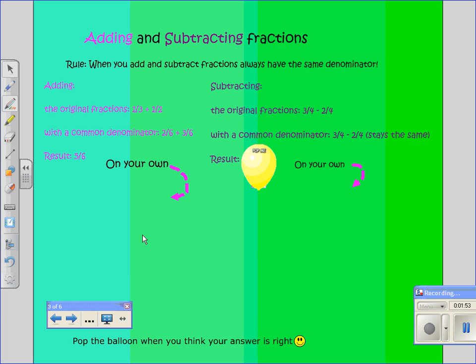Subtracting. The original fractions, 3/4 minus 2/4. For the common denominator, 3/4 minus 2/4, it stays the same. And the result is 1/4. You can also do this on your own.